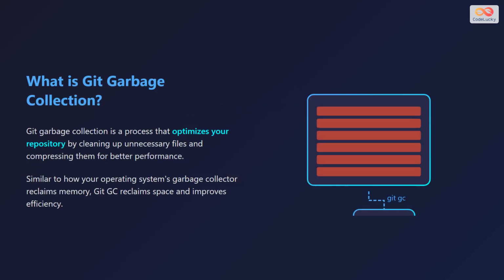Git Garbage Collection is a process that optimizes your repository by cleaning up unnecessary files and compressing them for better performance. Consider it similar to your operating system's garbage collector reclaiming memory. Git GC reclaims space and improves efficiency, ensuring your repository remains lean and fast.